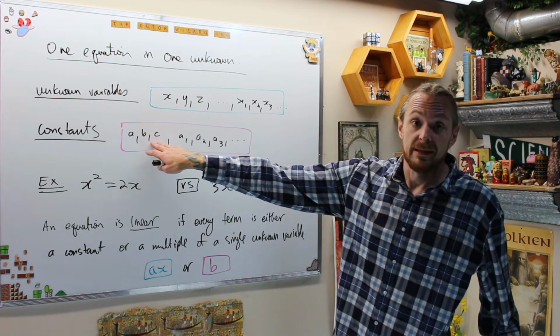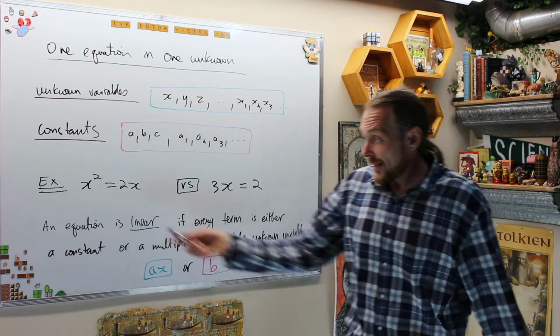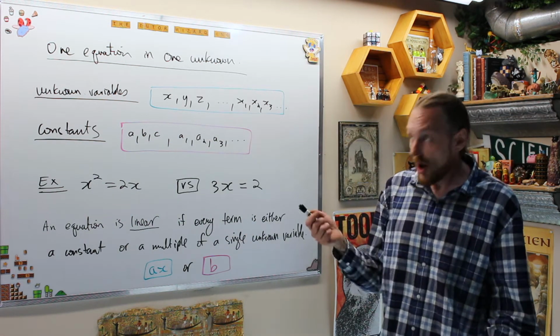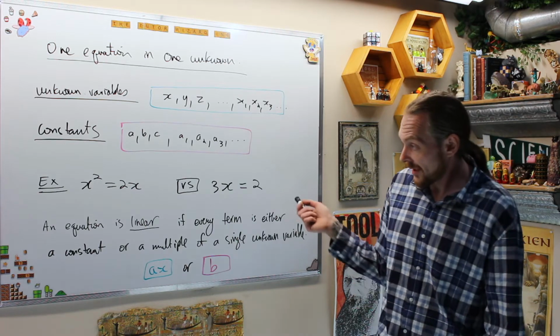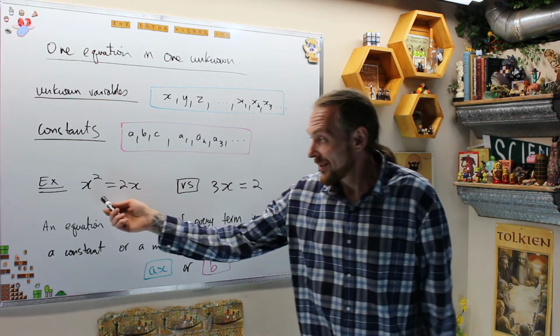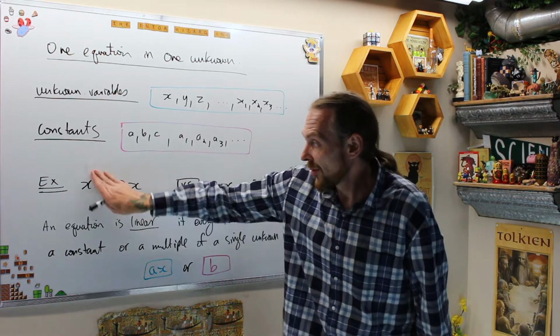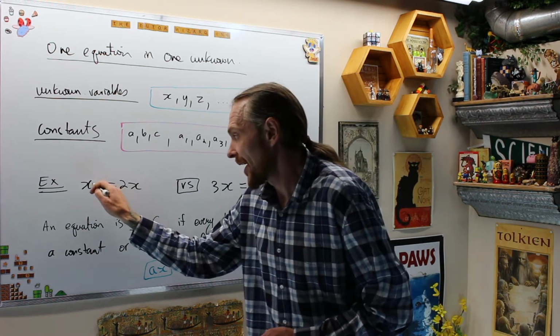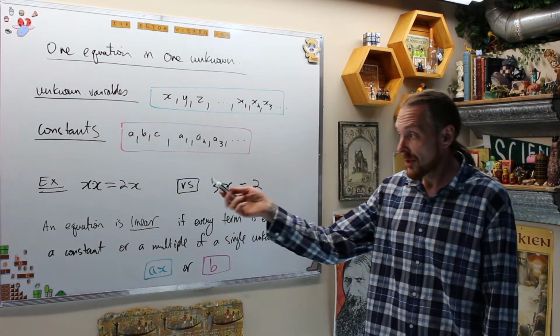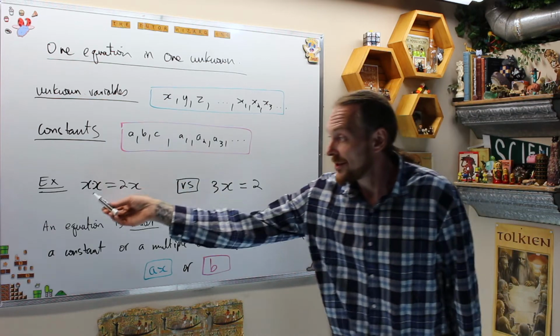These will be fixed in the problems. Specifically here, I have two equations in one unknown, and we're going to compare them. This equation has an x squared term, or actually, technically, x times x, and then equals 2x. This is a term and this is a term.